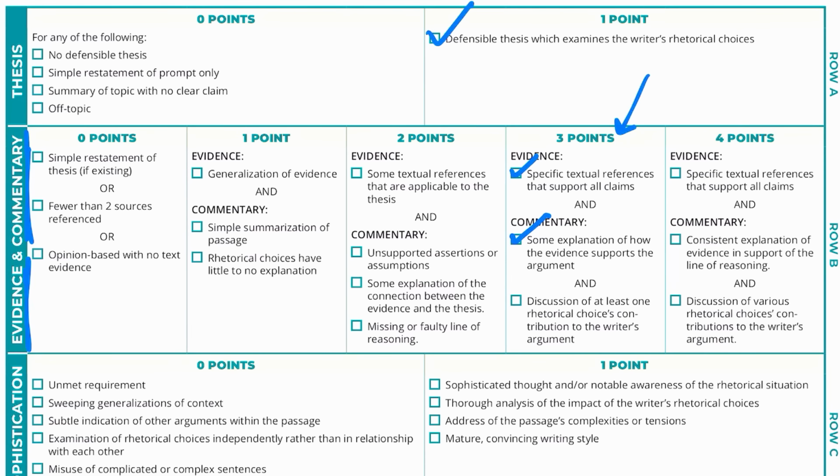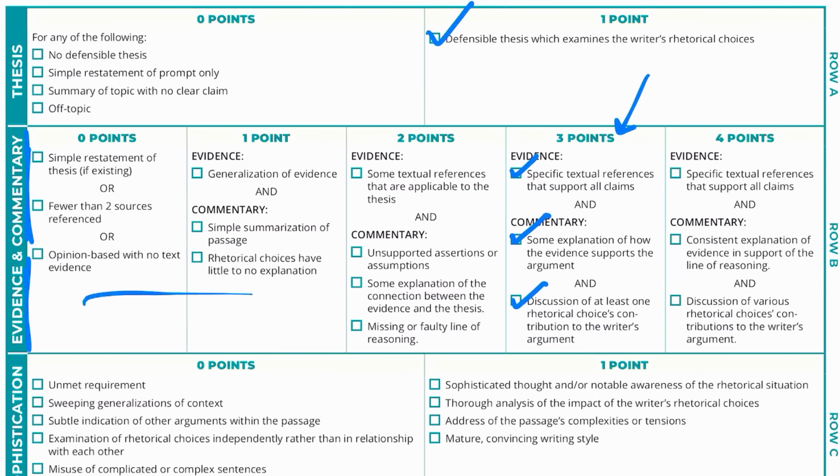Notice you also have to discuss at least one rhetorical choice's contribution to the writer's argument. So you need to make sure as you're going through your essay, how the rhetorical choice of the author, the use of that word cheap, really helped the author accomplish her goal. That's what evidence and commentary is all about, supporting your analysis and the central purpose of the author. The more that you do this, the further you get along in this row and you can earn points.